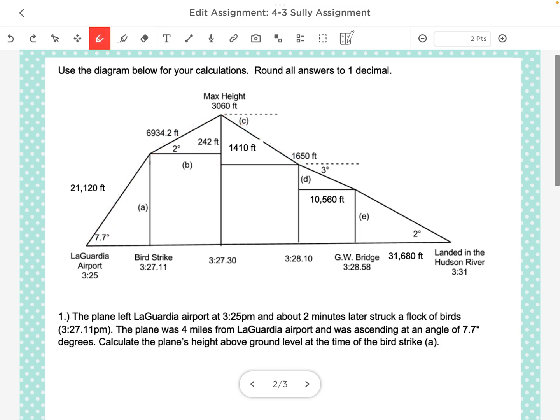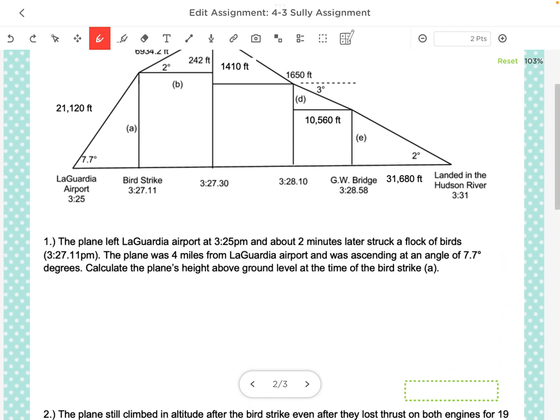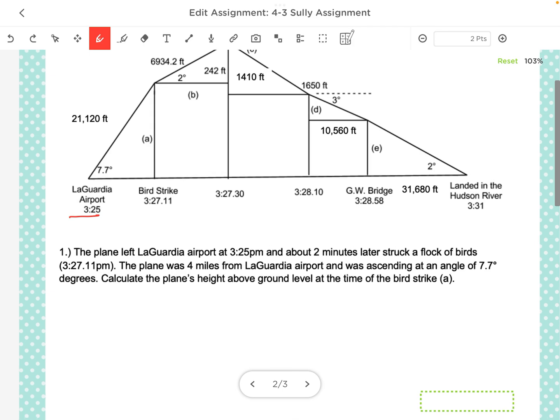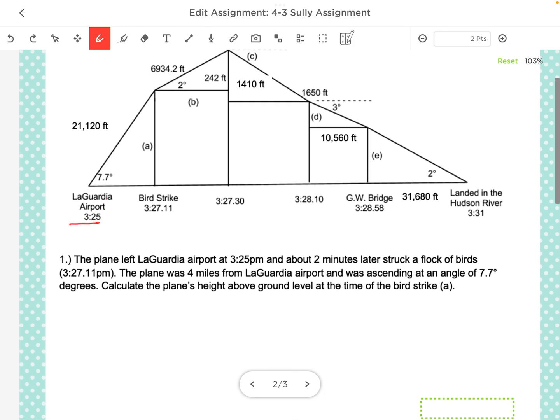that airplane. Okay, it says the plane left LaGuardia Airport at 3:25 p.m. and about 2 minutes later, it struck a flock of birds. So from here to here was 2 minutes. The plane was 4 miles from LaGuardia at that point. So 4 miles is the same as 21,120 feet here. So I already converted it to feet for you.